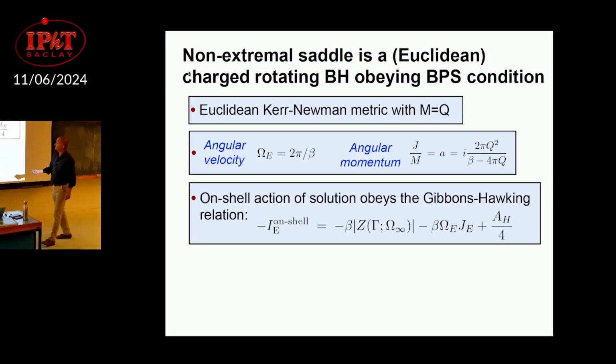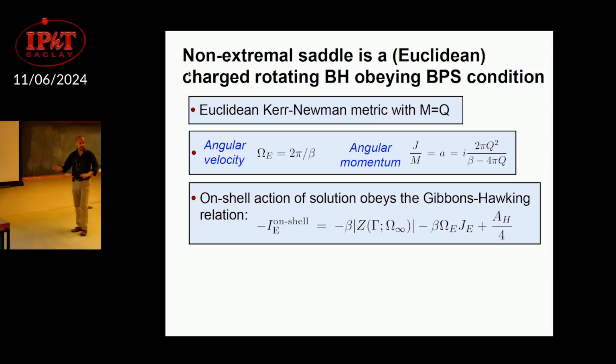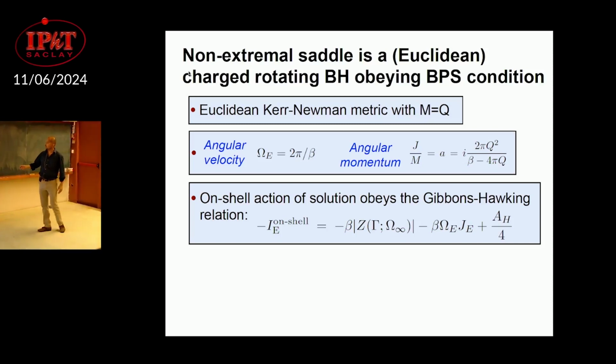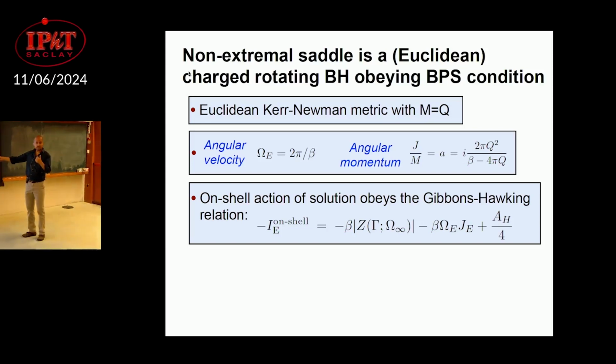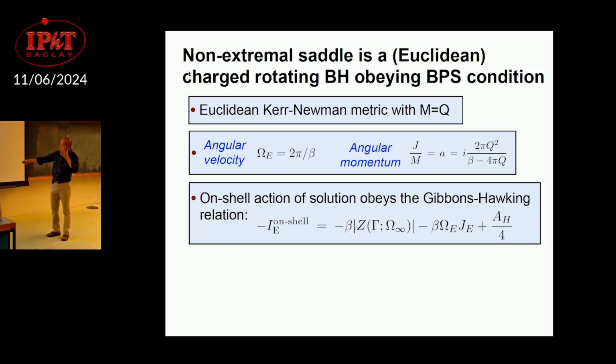And now you can calculate the on-shell action of the solution in either of these two coordinates, and you find that firstly it obeys the Gibbons-Hawking relation. What I mean is that this is beta times the BPS mass, and then there's energy and angular momentum, and correspondingly the entropy and this Legendre transform term.